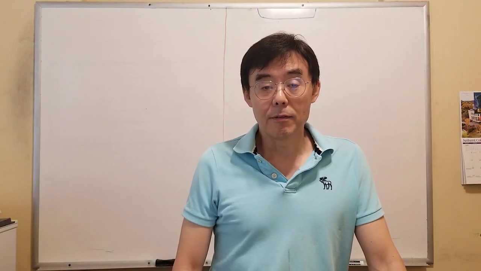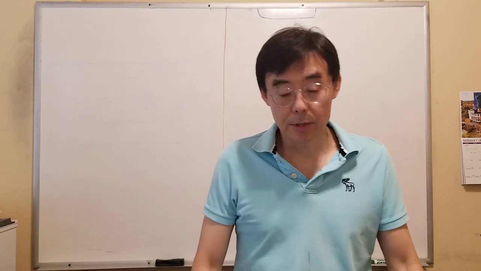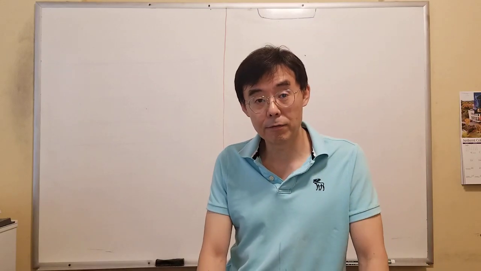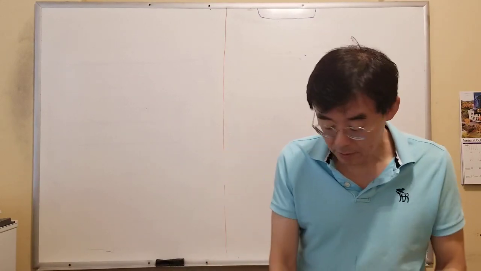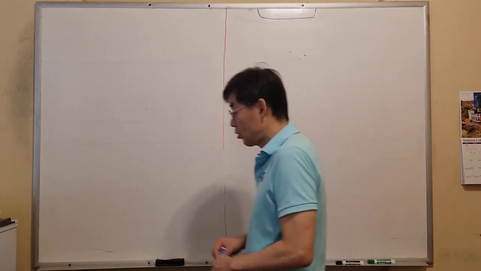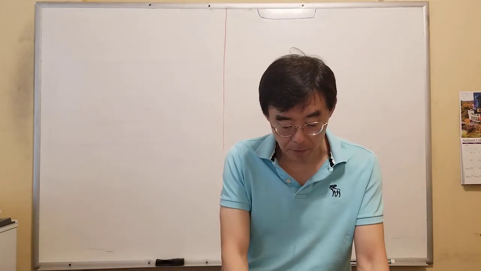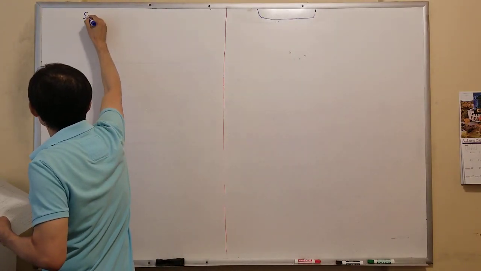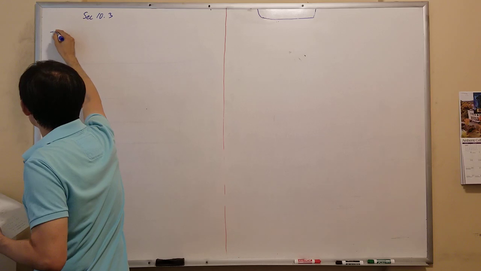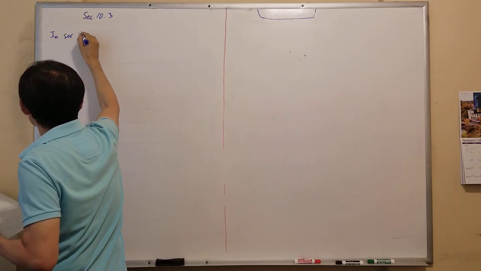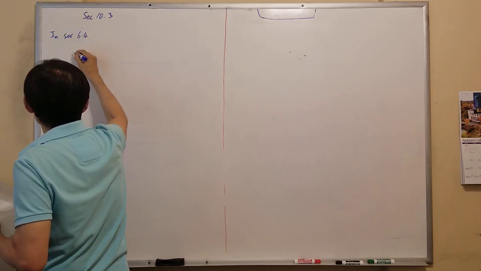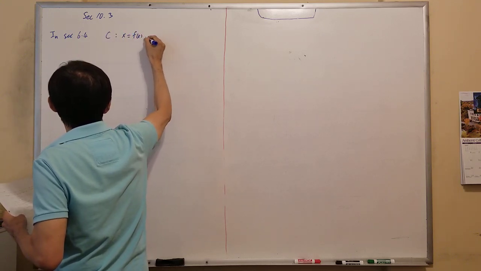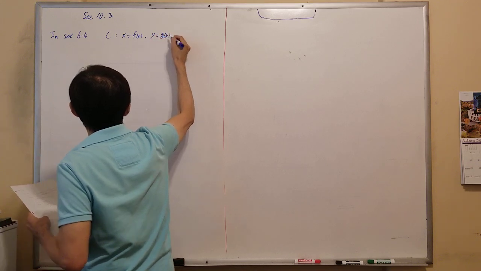Hello everyone, this is the video lecture of section 10.3. This is the section about arc length and curvature of a space curve. Okay, in Calculus 2, section 6.4, you learned that when you have a curve, if your curve is given by x equals f of t, y equals g of t.